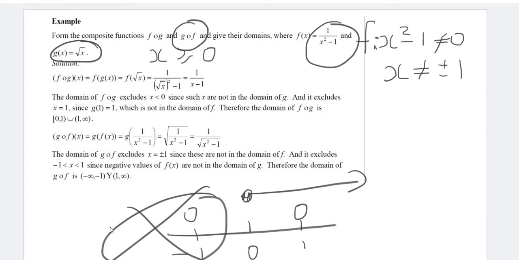So now you look, G circle F means you must put F into G. That means F is like the paper that must exist, and then I'm going to put it into G, which is like the dustbin. So F must first exist. So you're just going to look at the domain of F. Our first step will be to look at the domain of F, which is anything except plus or minus 1. Then you do your composition. So now you put your F into G.